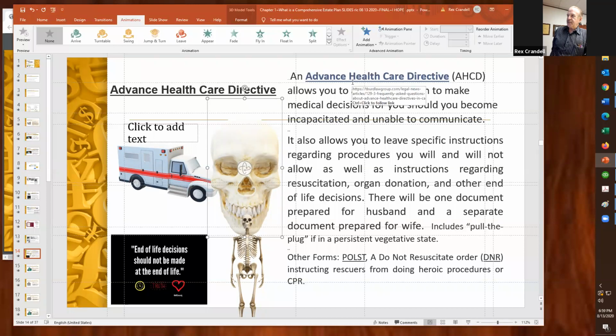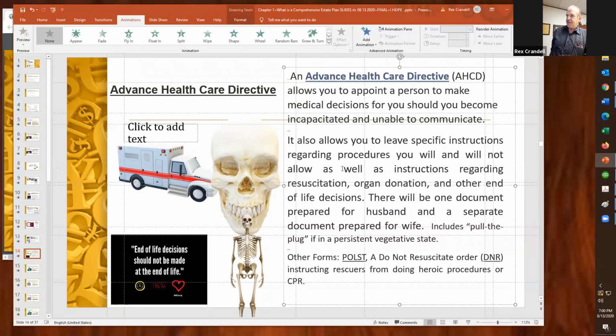In addition to the advanced healthcare directive, there are other things that you may consider to include regarding perhaps resuscitation, organ donation, either for science or for other medical reasons, and then other end-of-life decisions. Do you want cremation? Do you want burial? And I haven't looked into it too much, but there's a new chemical form of cremation, and that's an option.